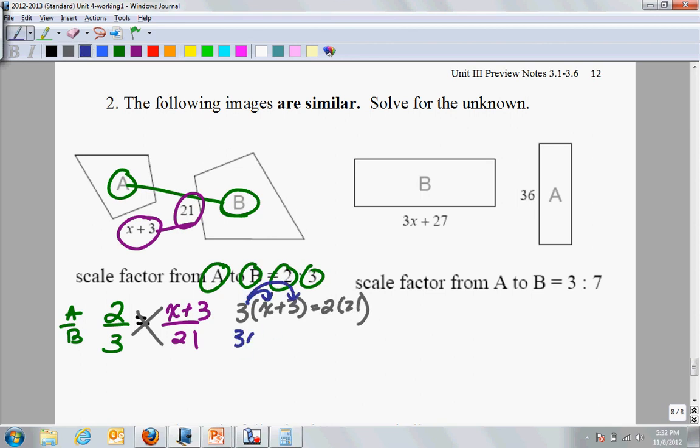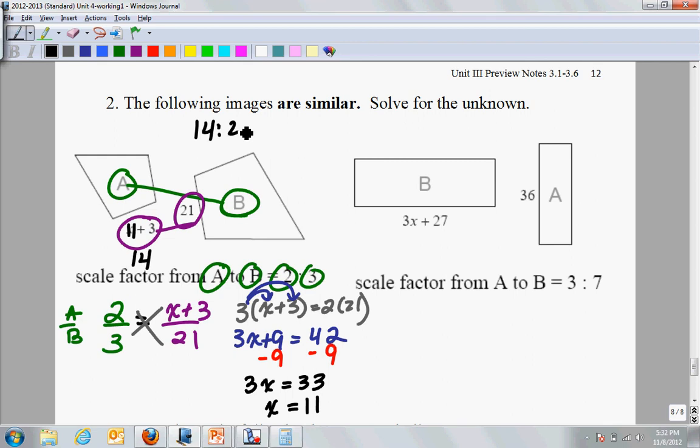Distribute. 3x plus 9 equals 42. Minus 9. We're going to get 3x equals 33, and x is therefore 11. If we plug in x here, we get 14. Let's check. 14 to 21. 7 goes in there twice. 7 goes in there 3 times. Boom, we got to check. It works. The scale factor going from A to B is 2 to 3.